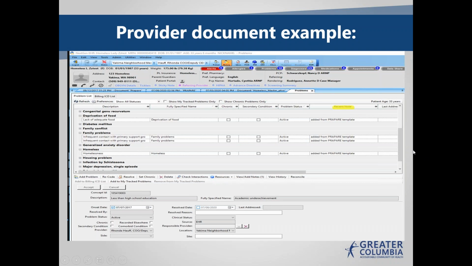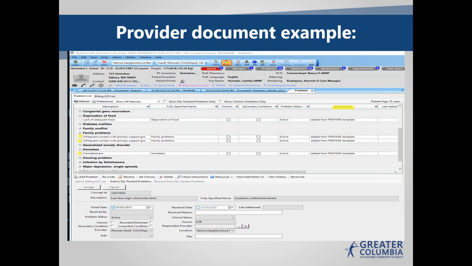You see "added from Prepare template" repeated on each line. Going from top to bottom, there's lack of adequate food. They selected that on the tool, so that automatically populated the problem list that the provider sees. Then infrequent contact with primary support group. Those two things were identified as well using the Prepare tool. And then homelessness was the last thing identified for this test individual.